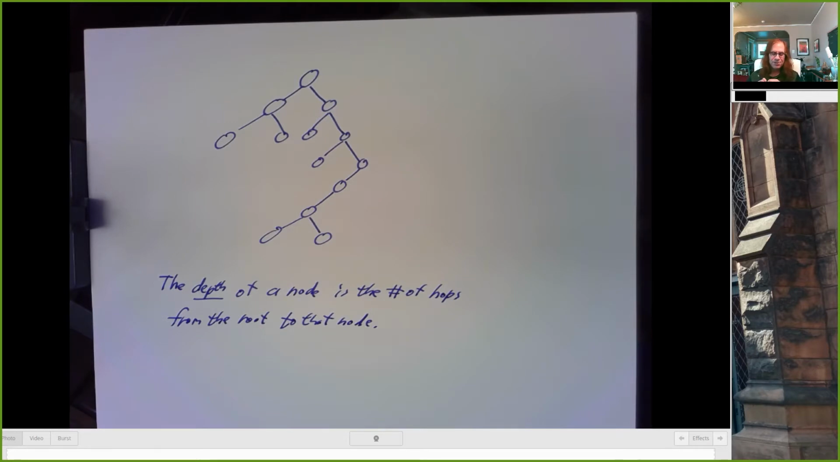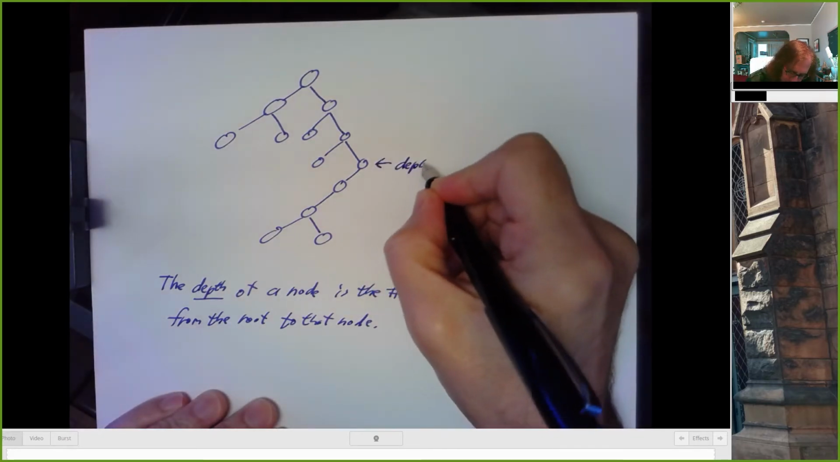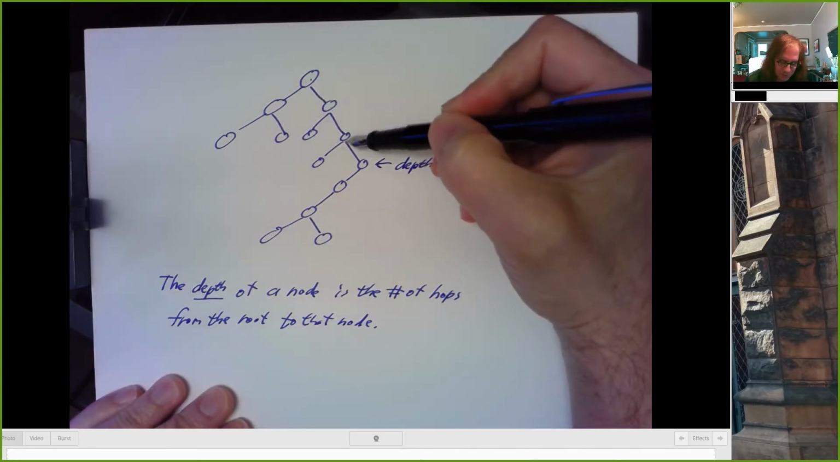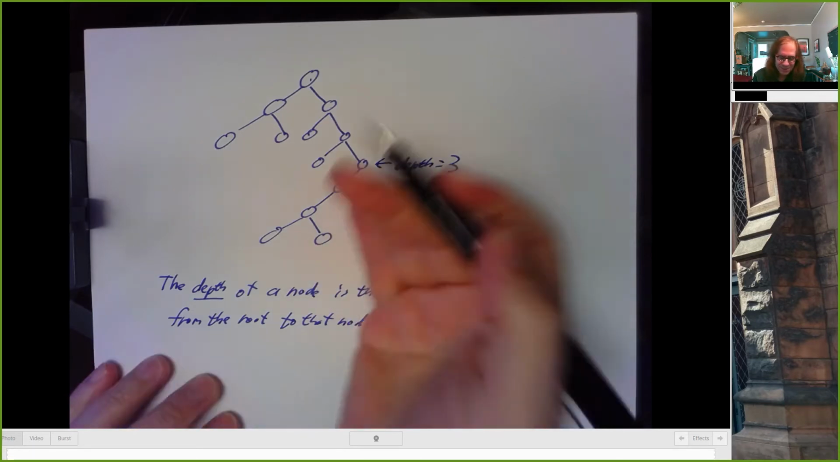So the depth of a node is the number of hops you have to take from the root of the tree to get to that node. So for example, this node right here, if we want to find its depth, start from the root. We go 1, 2, 3 hops. That's got a depth of 3. Yeah, this could be worse than stick.sh, right? So this has a depth of 3.